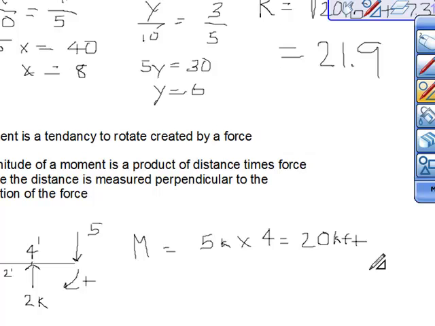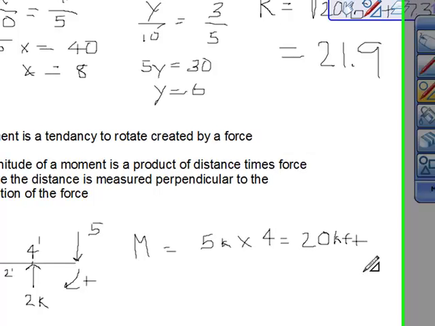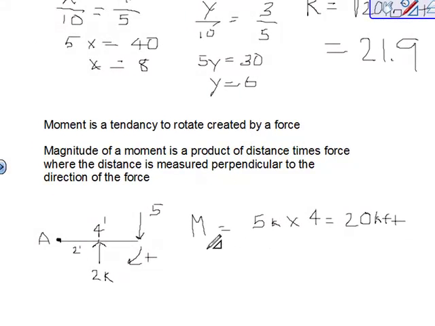Then the other moment in this beam equals 2K times 2 feet, which equals 4 kip feet.